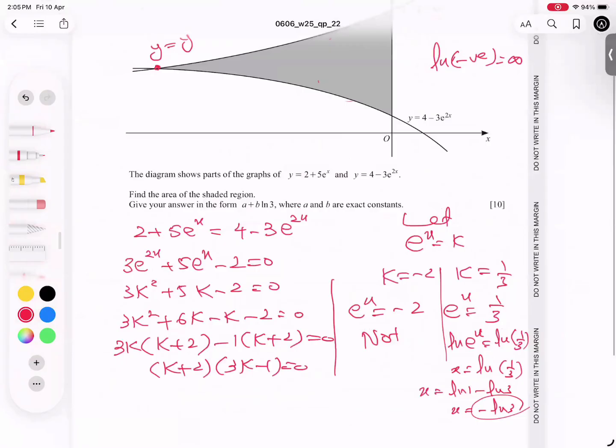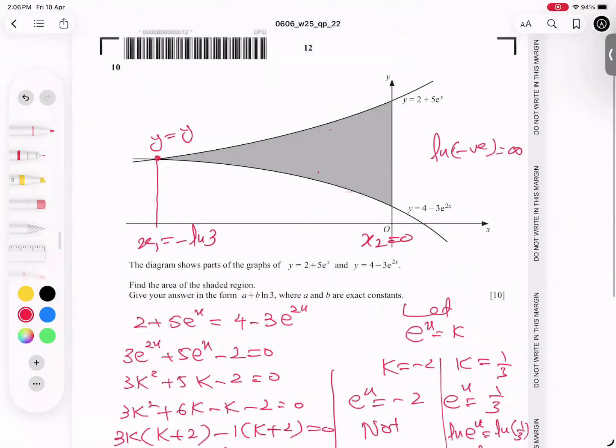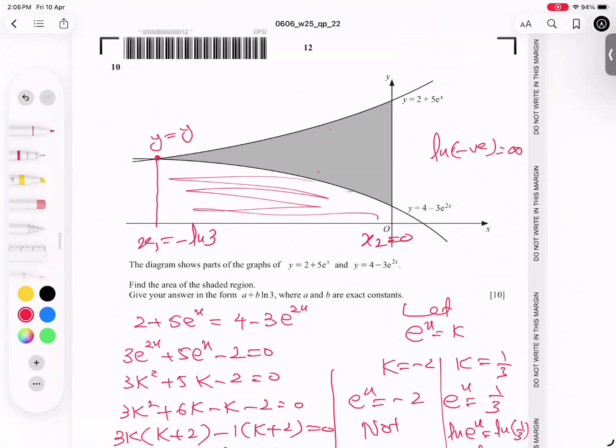This value is x1, negative ln 3, and x2 is basically 0. So the lower limit is this, the upper limit is this, and now if I integrate this with these two limits, I'll get the full area. And when I integrate this curve, I'll get the white area, and if I subtract them, I get my answer. So let's start.